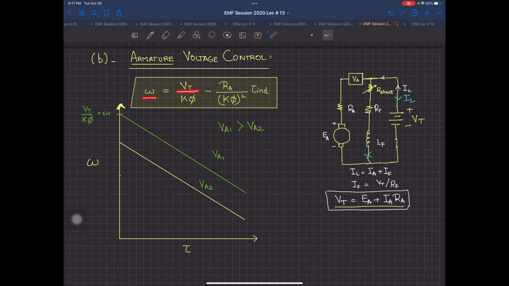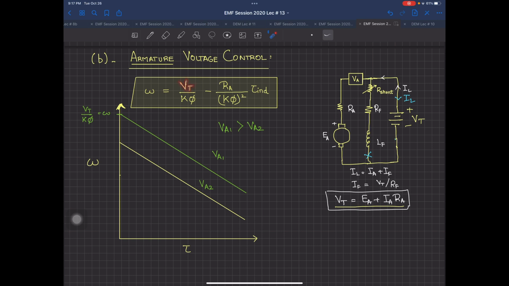Omega was equal to Vt by Kφ minus Ra divided by (Kφ) whole square, times the torque induced. Now this easily tells us that when you change the armature voltage, more current Ia is going to flow in. So this certainly means that more torque is going to be produced. So very simply, since you are not changing your Ra, you are not changing your K, you are not changing your flux phi, the only thing that is going to change is the Vt.